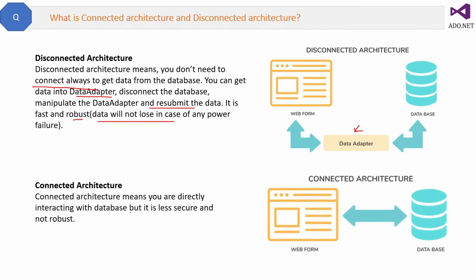Now the connected architecture means you are directly interacting with the database, and it is less secure and not robust. So if data is traversing here and there is some power failure, because it is directly connected, there are chances that data will fail. So that is connected architecture.